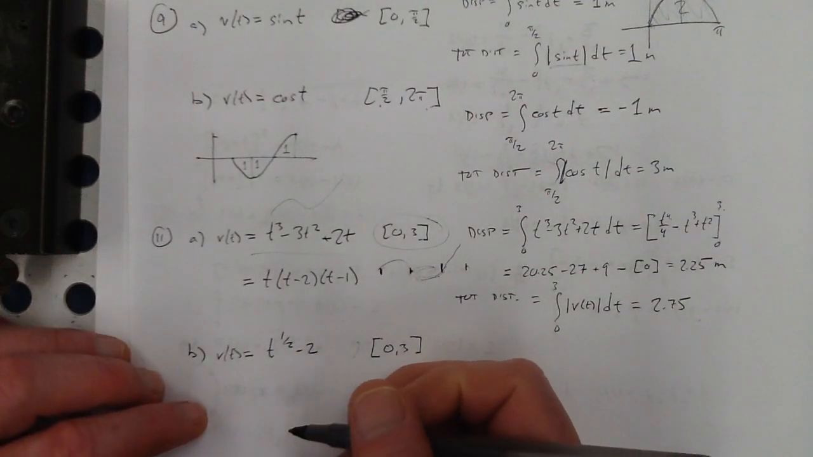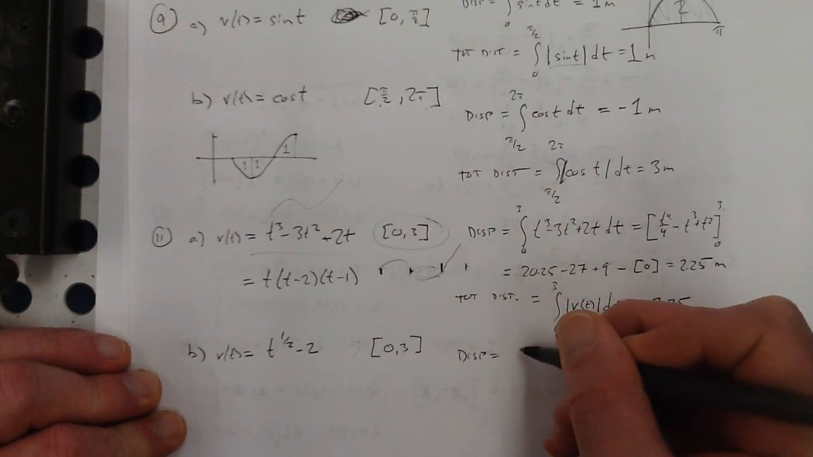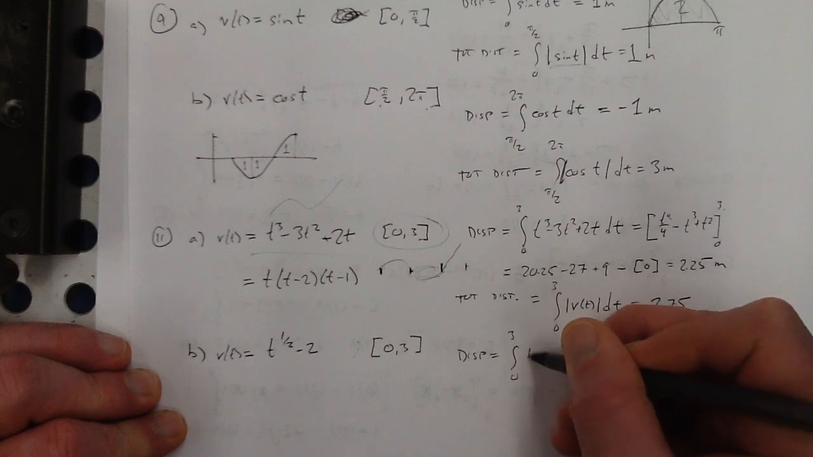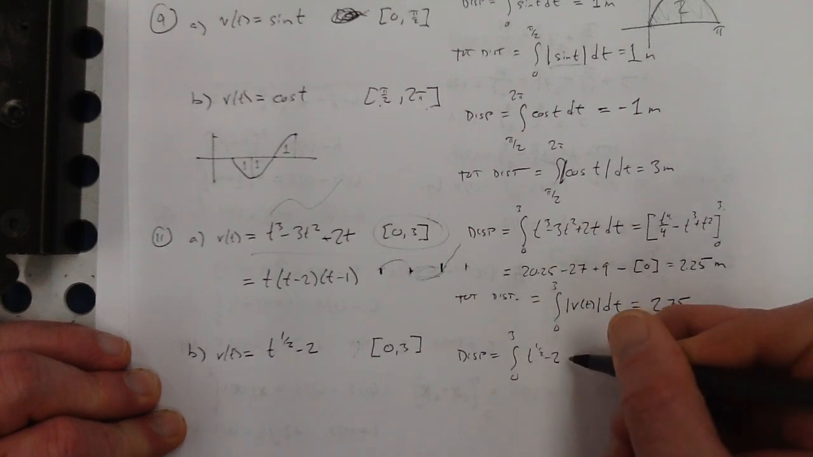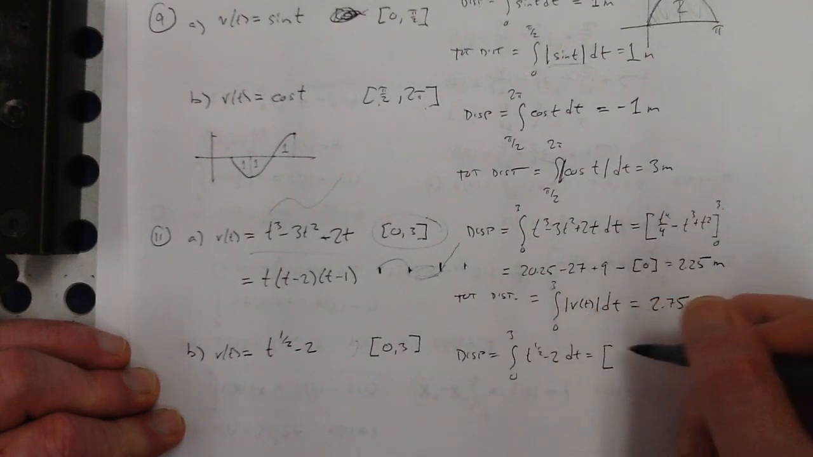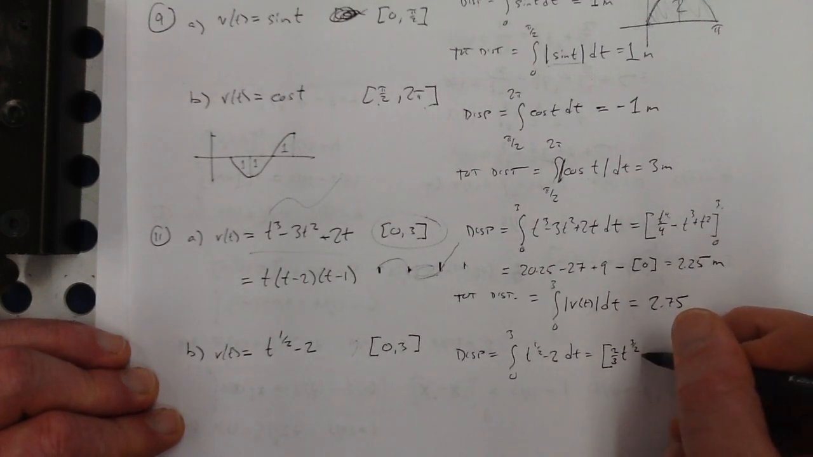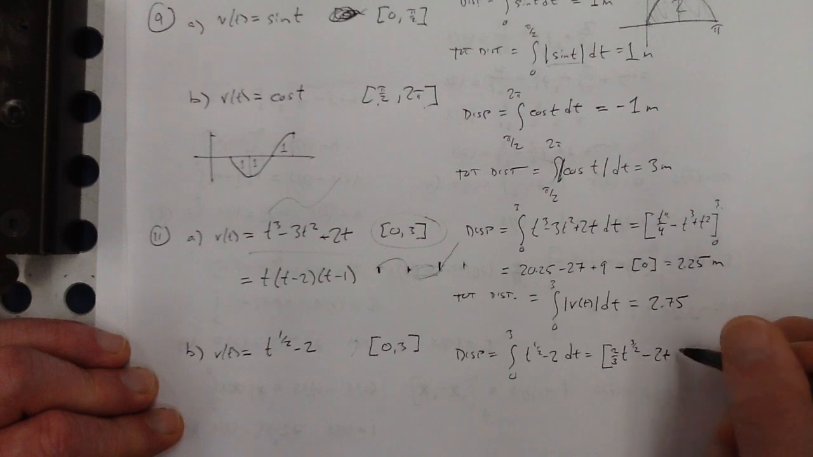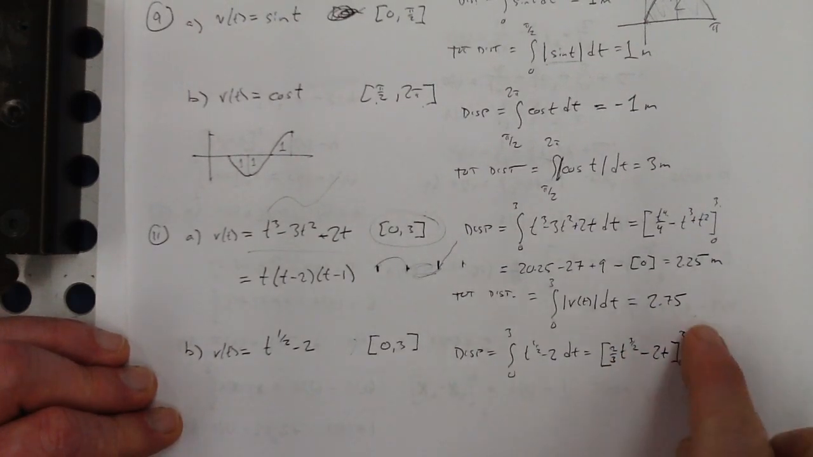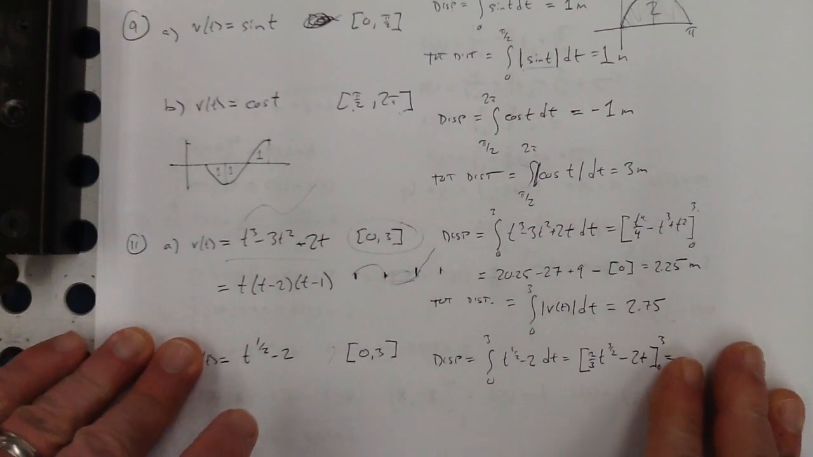Let's see what happens. So the displacement is going to be the integral from 0 to 3, t to the 1/2 minus 2 dt, which is bump the exponent up 1, divide by the new exponent, minus 2t, 0 to 3. When I plug the 0 in, those are going to go away. So it's just what I get when I plug the 3 in.